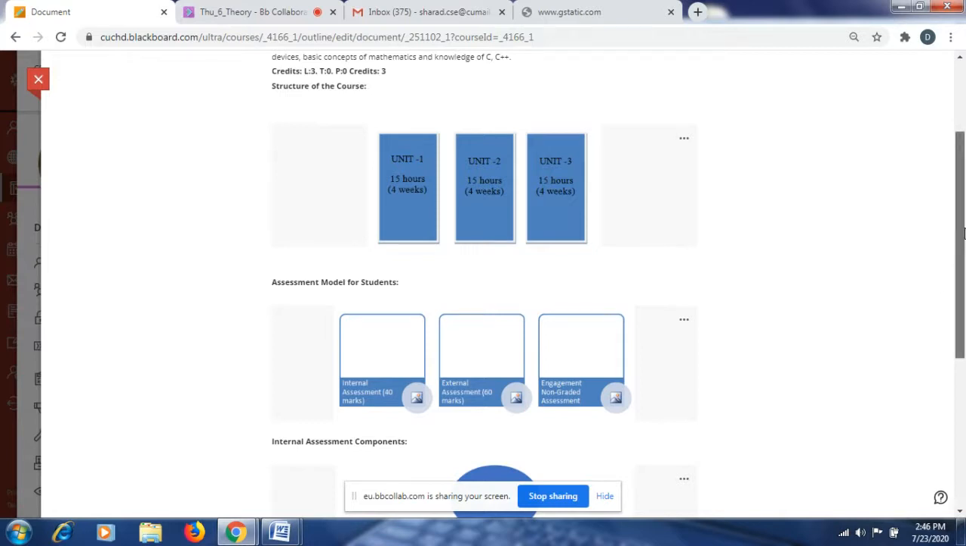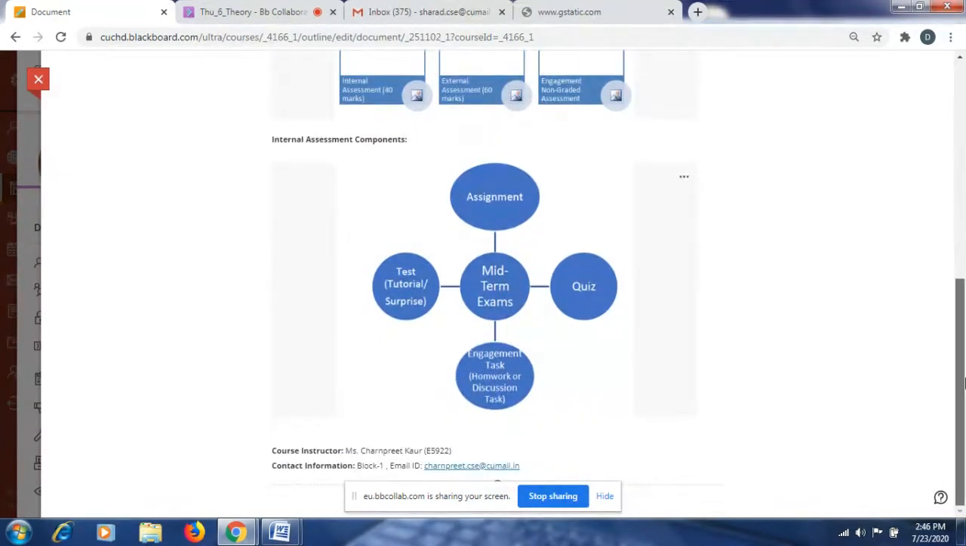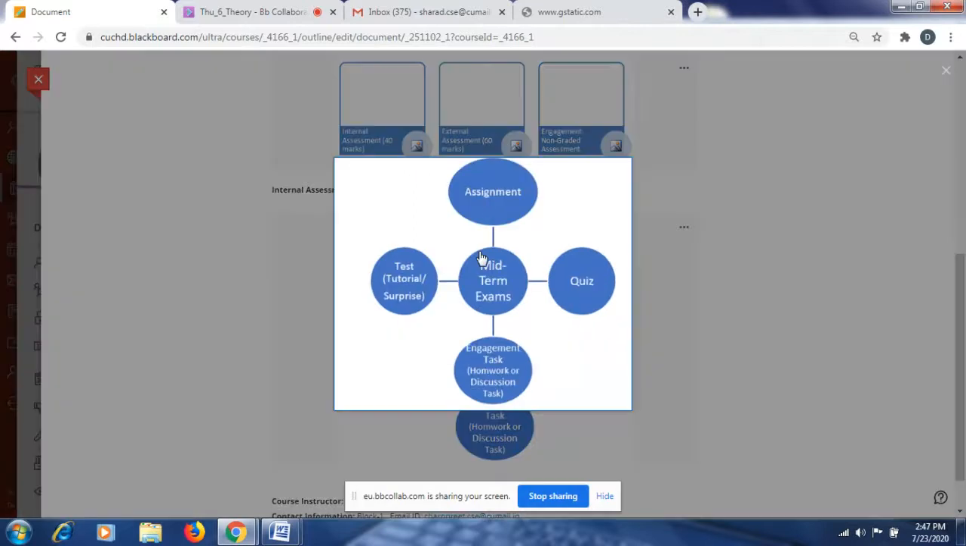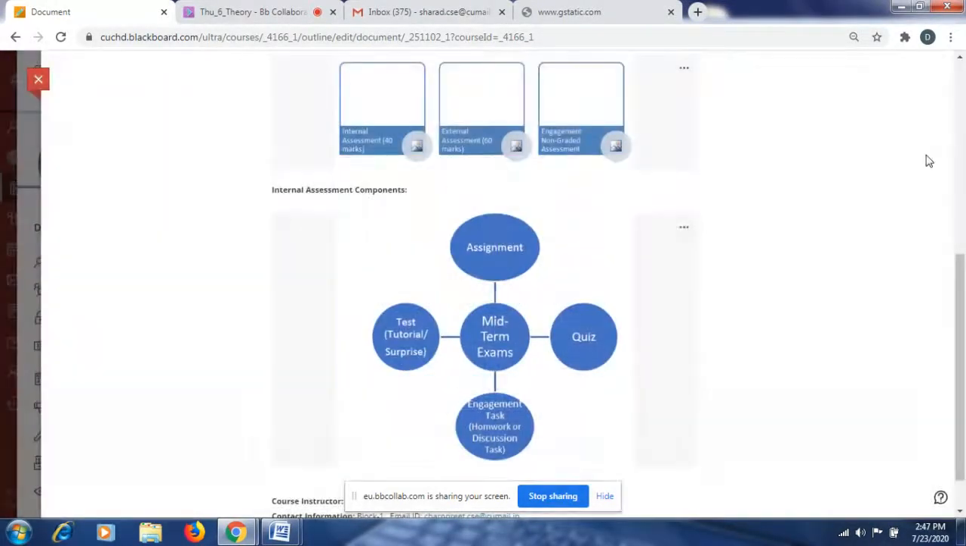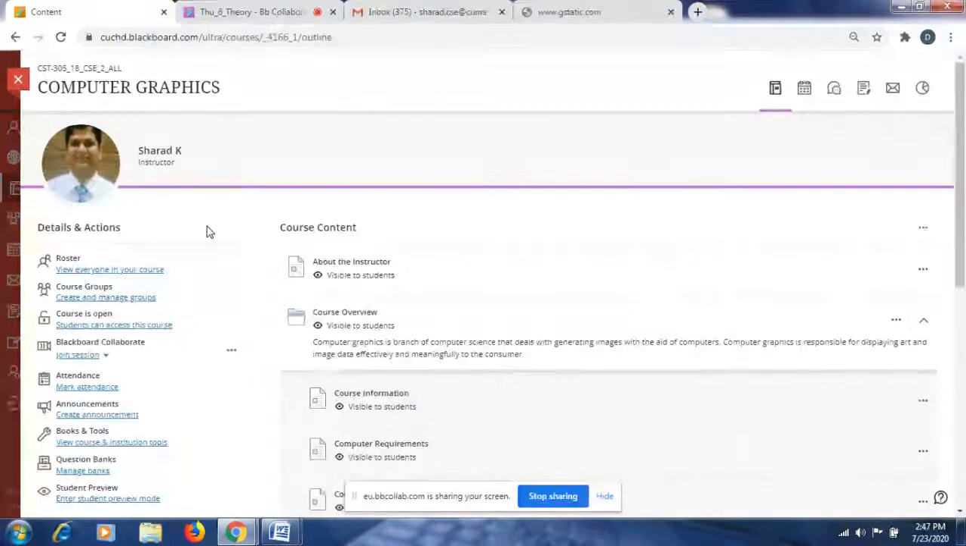And there will be some assessment models. The assessment models will be somewhat different this time. In this assessment model, there will be your surprise test, your midterm exam, a quiz also, and an assignment also, and these will be the internal assessment components of the computer graphics subject. Next we will discuss the syllabus of computer graphics.